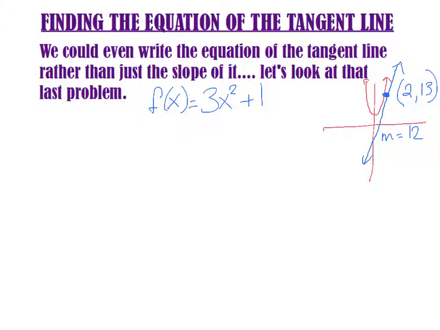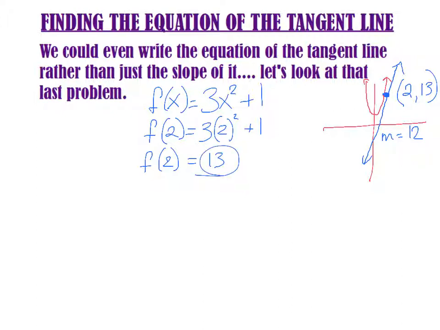That means I have the slope and I have a point. I could go write the equation. You might do something in your notes so you know where that 13 came from. Maybe let's do this. We plugged 2 in, and I got 3 times 2 squared plus 1. So evaluating the function at 2 got me a 13. So grab that and show where that's coming from.